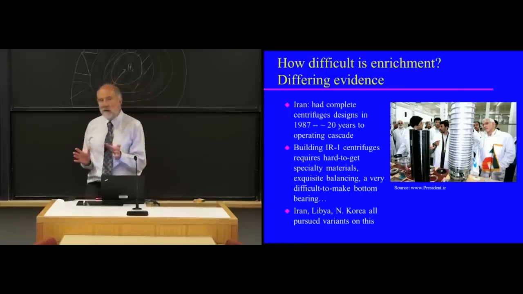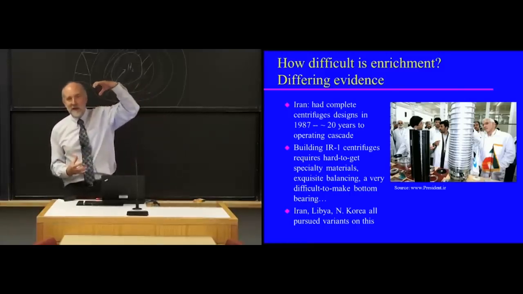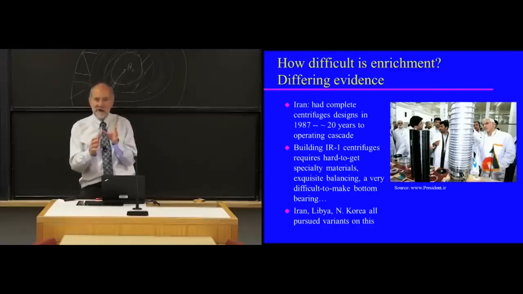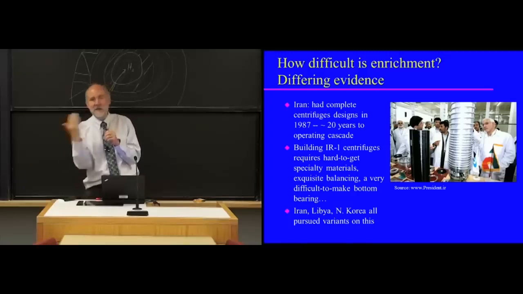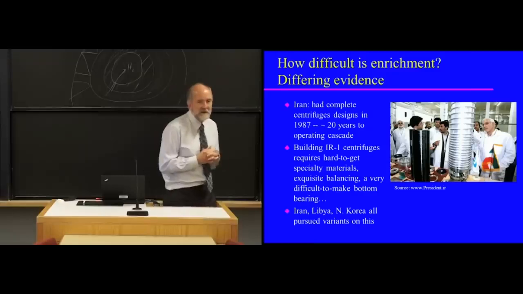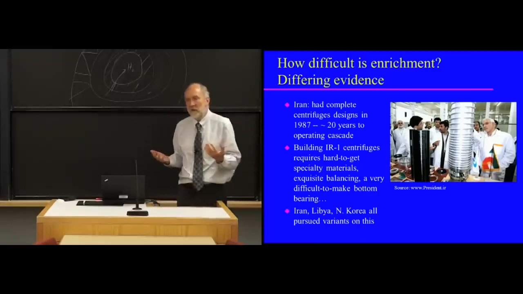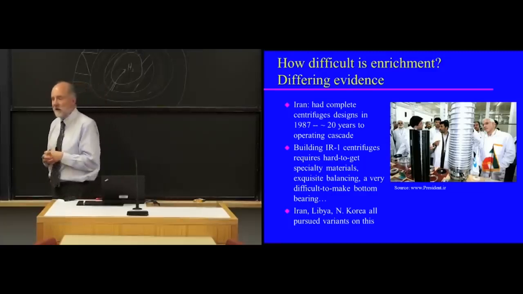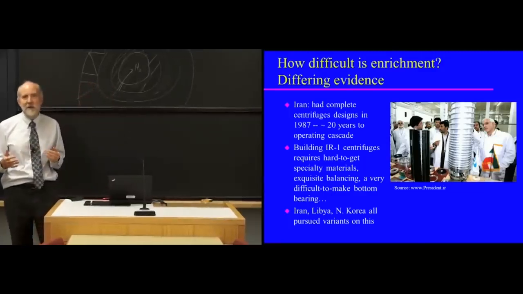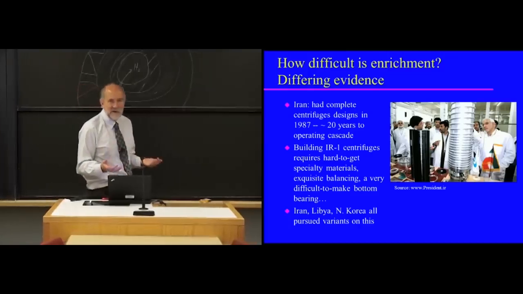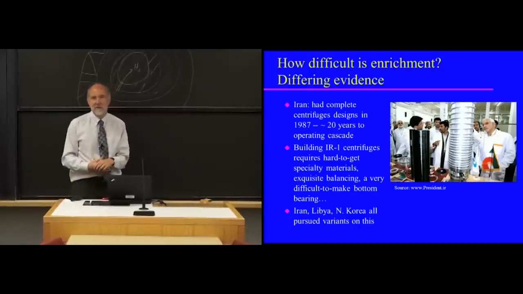They also require exquisite balancing. If the centrifuge is even a teeny bit heavier on one side than another, when it's spinning at these very high speeds, it will tear itself apart. So when the centrifuges from the AQ Khan network were discovered in Libya, for example, a colleague that I was speaking to at the International Atomic Energy Agency, who's a centrifuge expert, was shown the centrifuge rotors that they were going to use for these centrifuges.